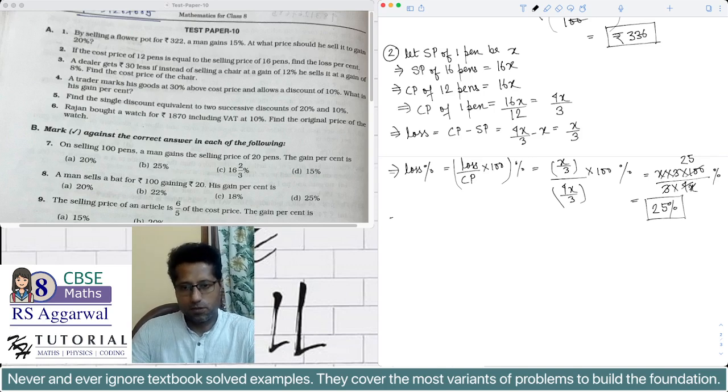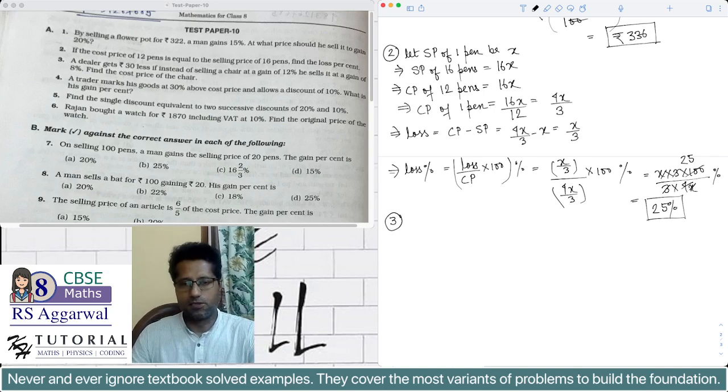Let's solve question number 3. A dealer gets rupees 30 less if instead of selling a chair at a gain of 12%, he sells it at a gain of 8%. Find the cost price of the chair. So the unknown is the cost price of the chair.